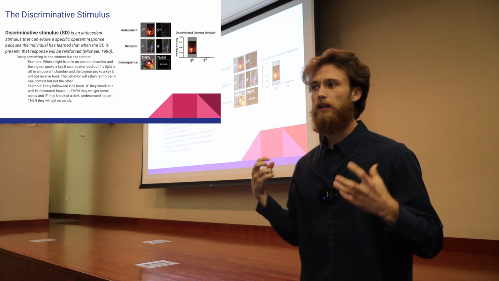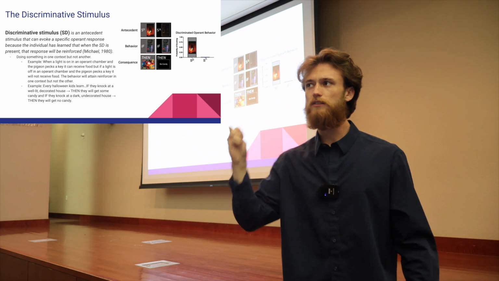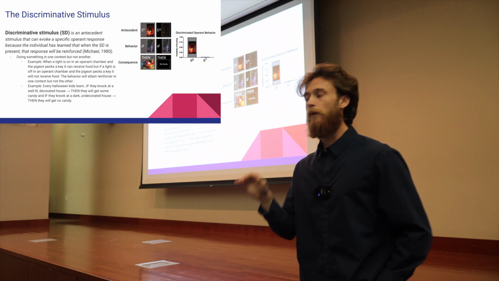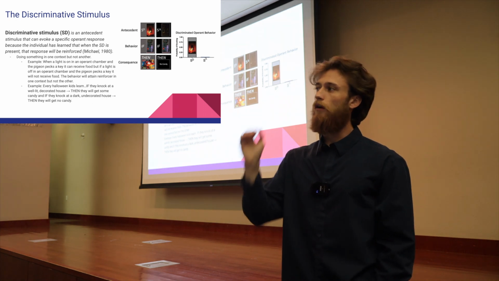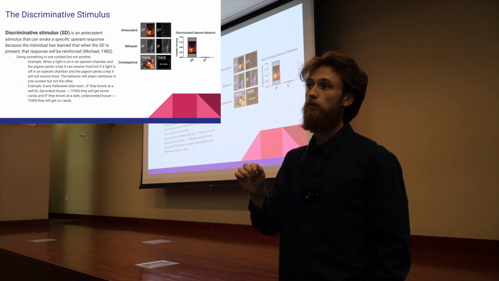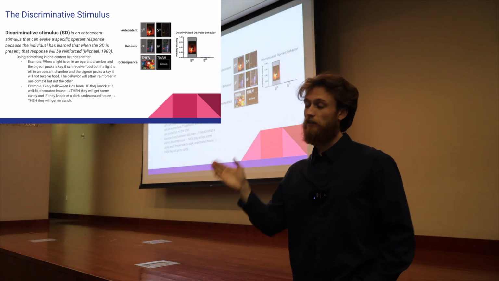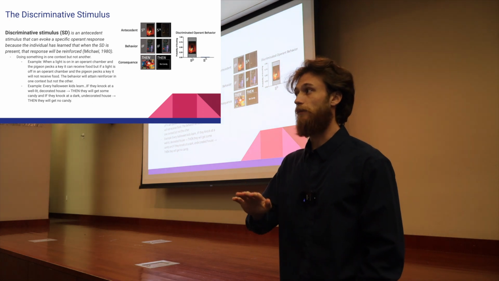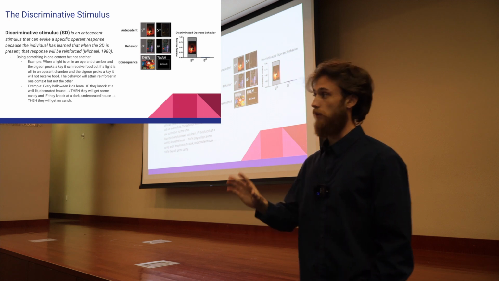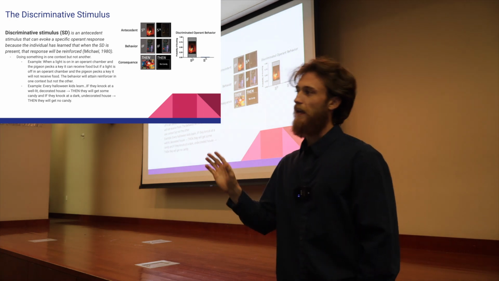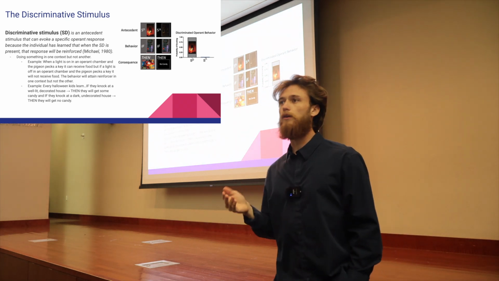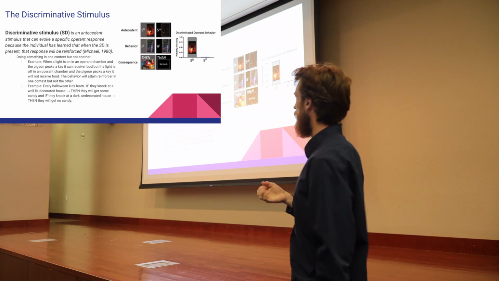Now it's Halloween, right? You're supposed to just knock on a house and get candy. But under which context? When the lights are on, not when the lights are off. The lights being on is the discriminative stimulus signaling that reinforcement is available if you engage in this behavior, whereas if the lights are off, it signals something else. It signals that there won't be any reinforcement provided, basically extinction. Now this would be an S delta.